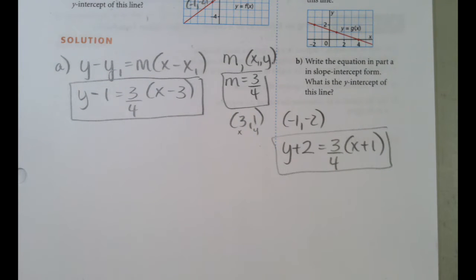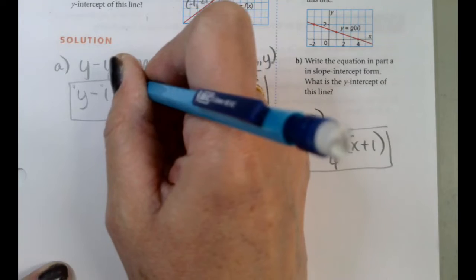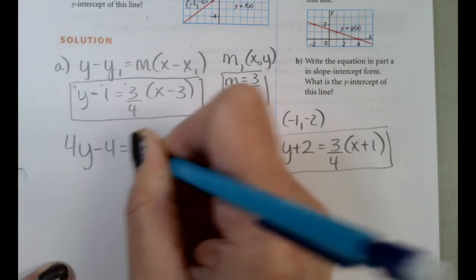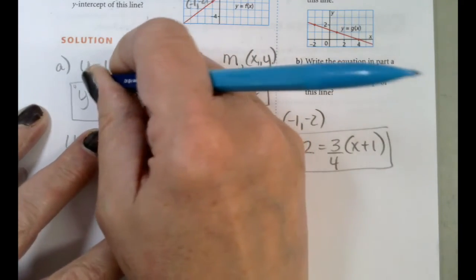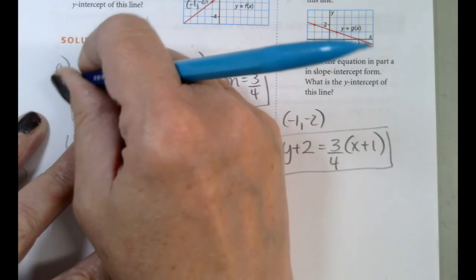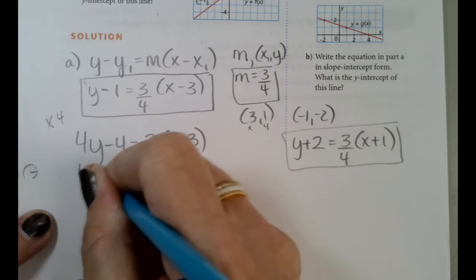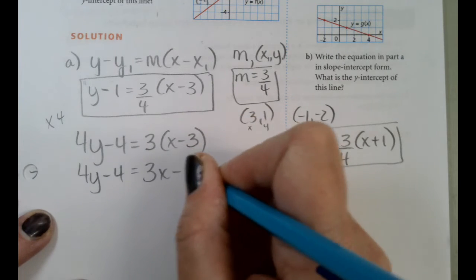What's the next thing to do? How do I get it into y equals mx plus b? Get rid of your fraction, distribute your bracket, move things, get y by itself. Okay? So we're going to times by 4. 4y minus 4 equals 3x minus 3. Okay? Distribute. Exactly. So I'm going to multiply by 4. Let's do this. You use your side. So I get a 4y minus 4 equals 3x minus 9.